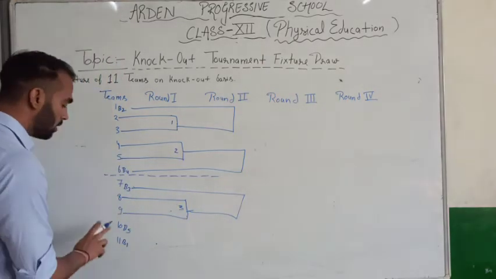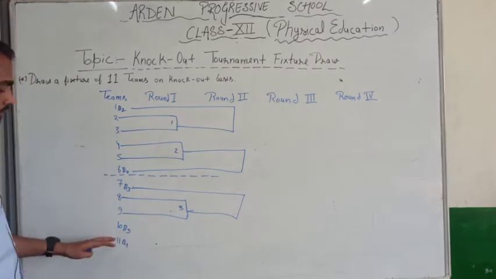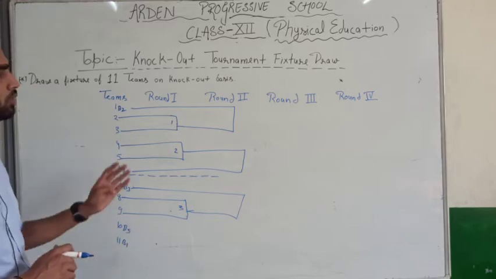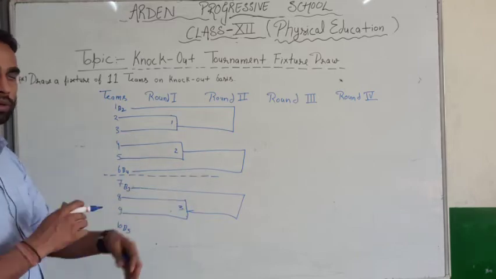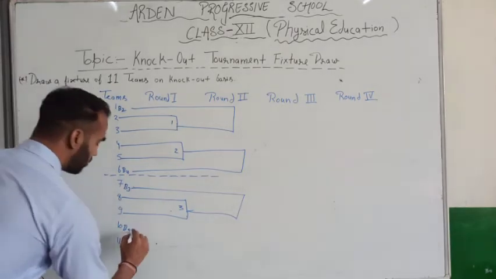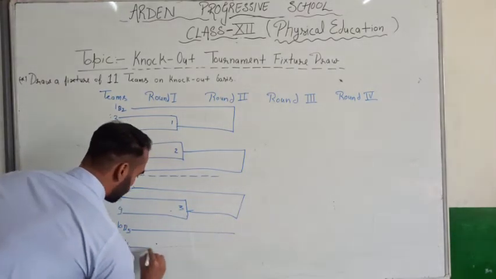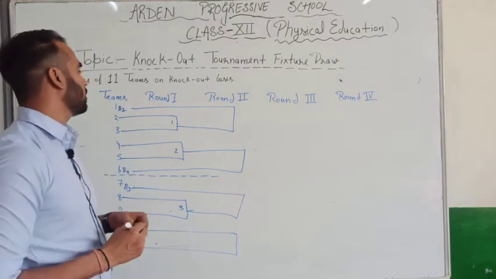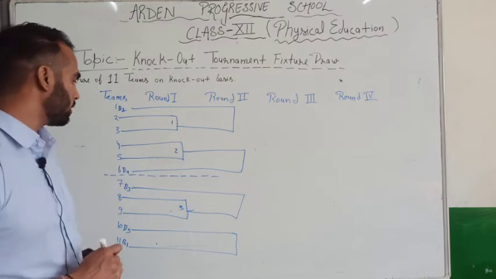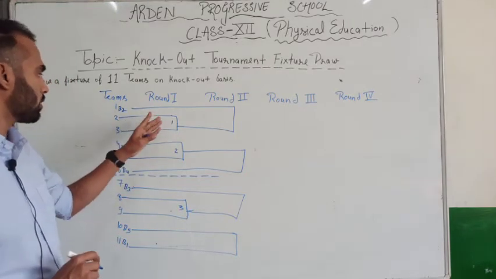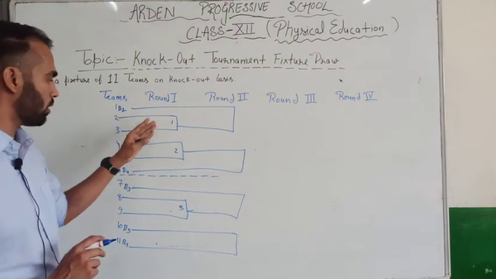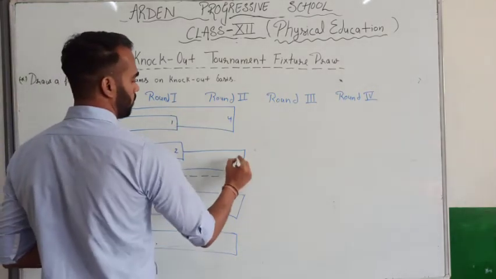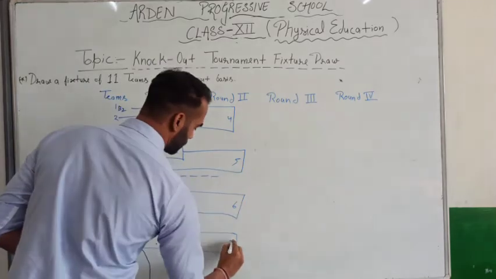Number 10 and 11 also had a bye in the first round, so these two teams automatically go to the second round, and these two teams play each other. Okay class, so round 2 is completed. In the first round, the total number of matches is 3: 1, 2, 3. In the second round, the total number of matches is 4: 4, 5, 6, 7.